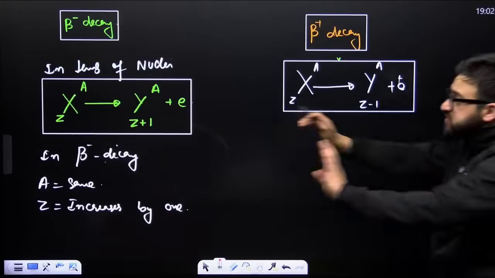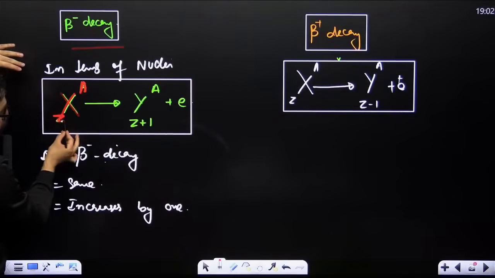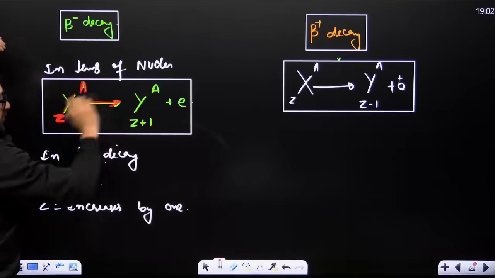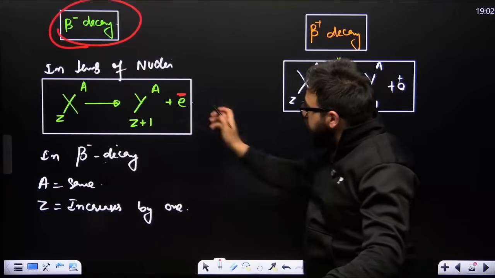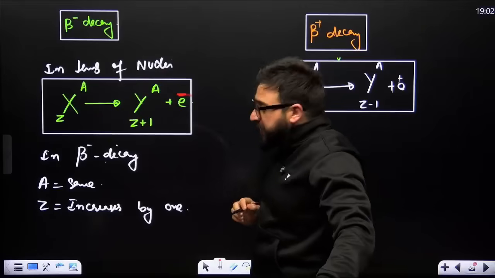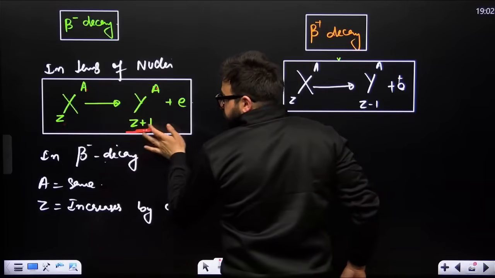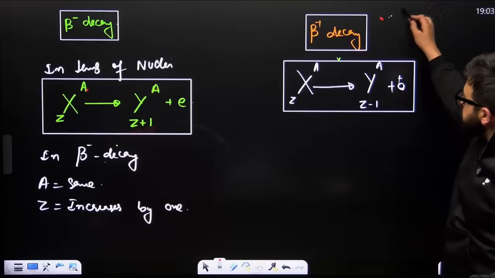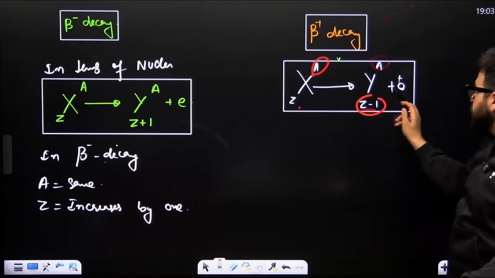So my dear NEET aspirants, see beta decay. When a nucleus Z has mass number A, and Z is the atomic number, in beta minus decay an electron is coming out. That's why we call it beta minus decay. In beta minus decay, mass number remains the same and atomic number increases by 1. And in beta plus decay, mass number remains the same and atomic number decreases by 1. You can keep it like this.